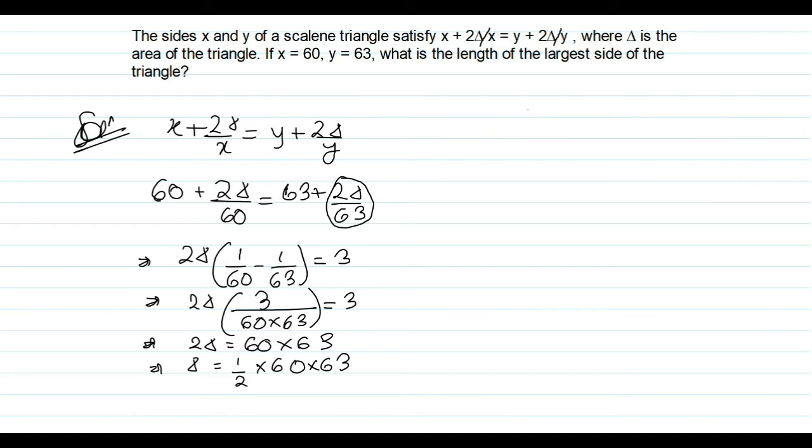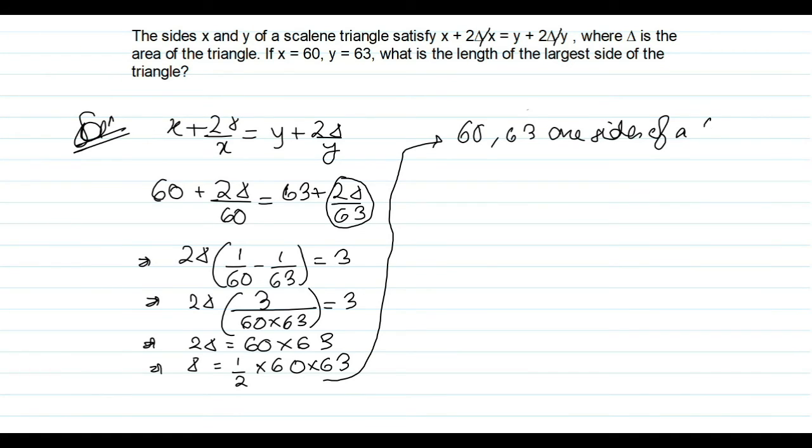Okay, so now this is a very striking situation, because 60 and 63 are sides of a triangle, and the area of a triangle is half into one side into another side. This implies that one of the sides is a base and the other side is perpendicular to that side. Now 63 can be the base, in that case 60 would be perpendicular, or 60 can be the base, in that case 63 would be perpendicular.